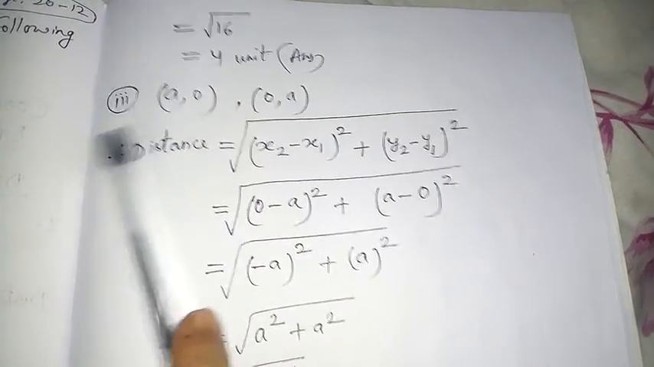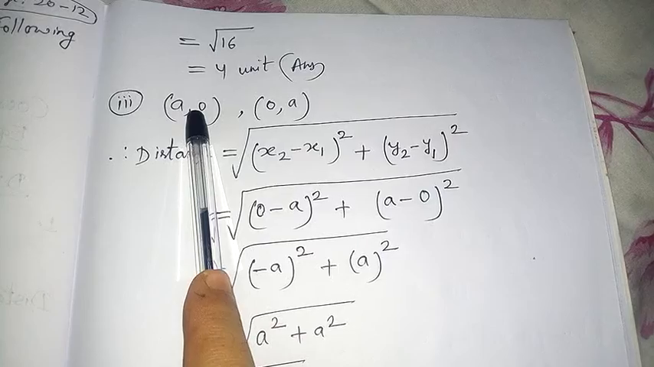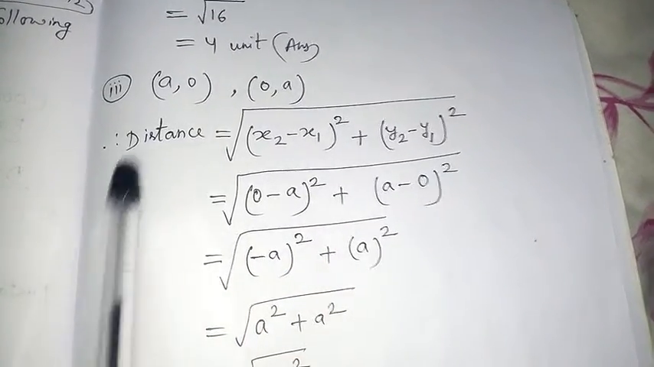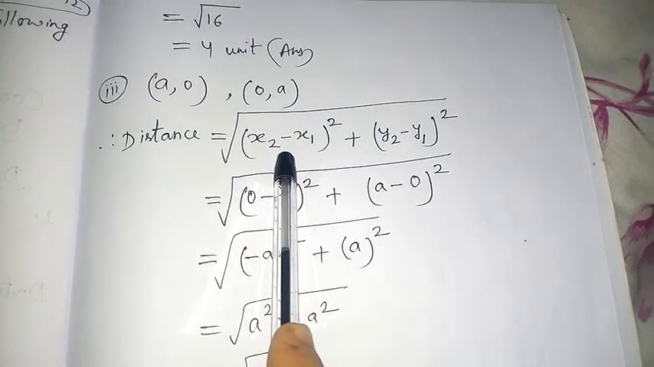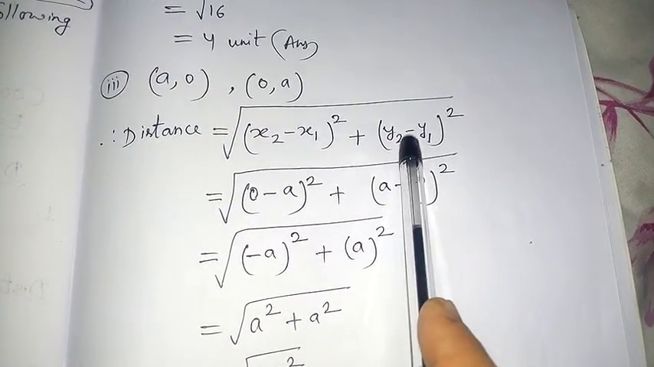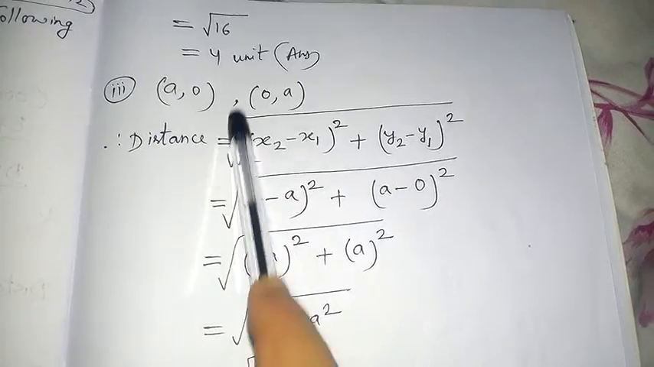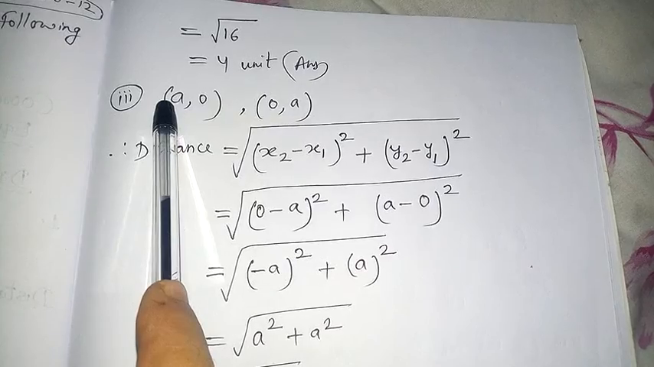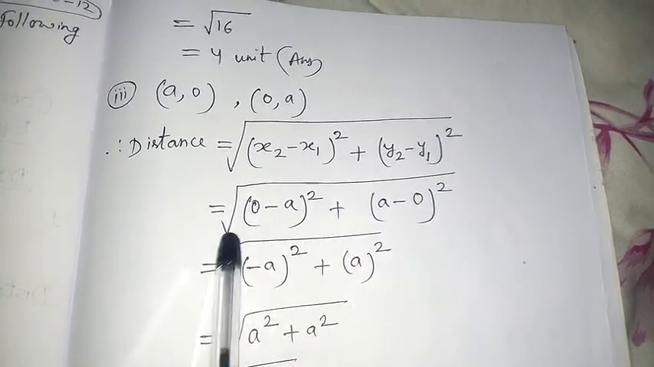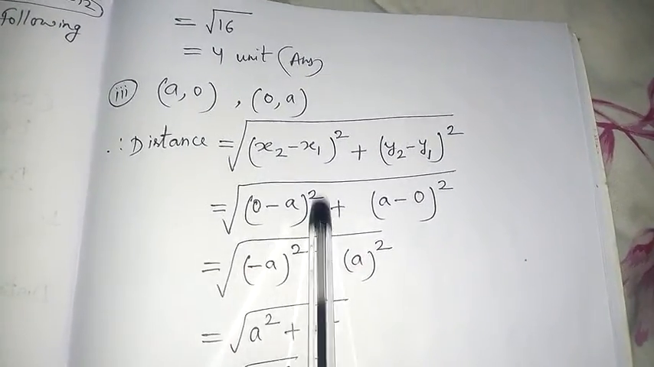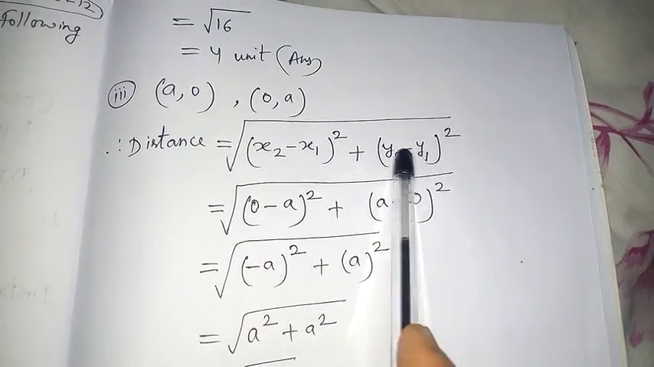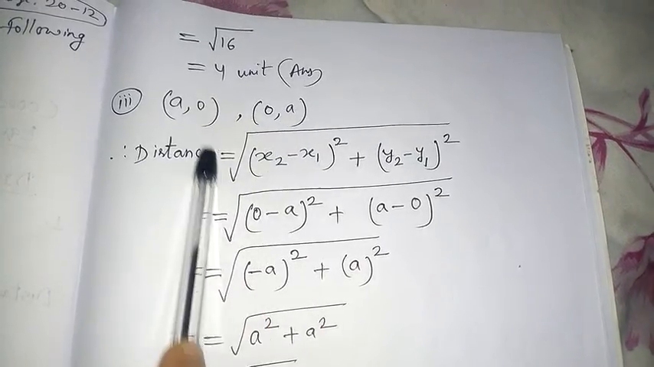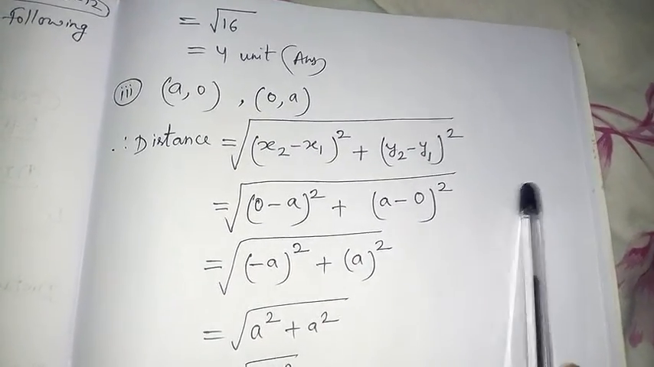Now third question, first point is a comma 0 and second point is 0 comma a. You have to write the distance formula. Distance equals x2 minus x1 whole square plus y2 minus y1 whole square, root over. As you all know, this is x2, this is x1. So 0 minus a, 0 minus a whole square plus y2 minus y1 whole square, that is a minus 0, second minus second, a minus 0 whole square.